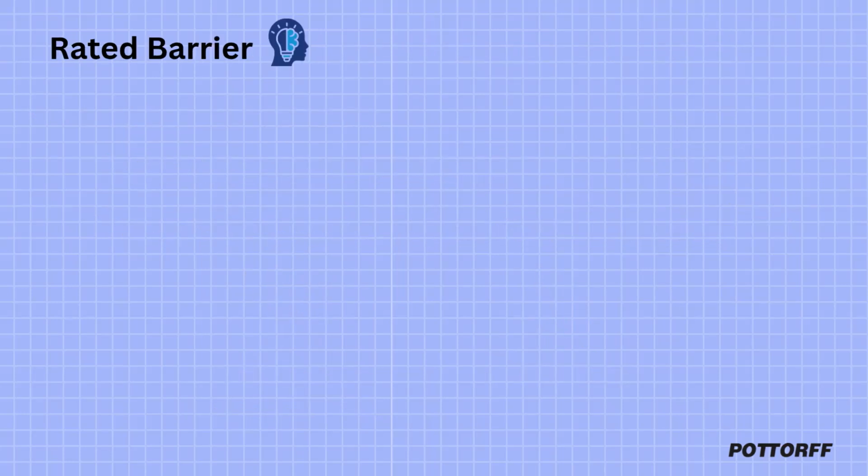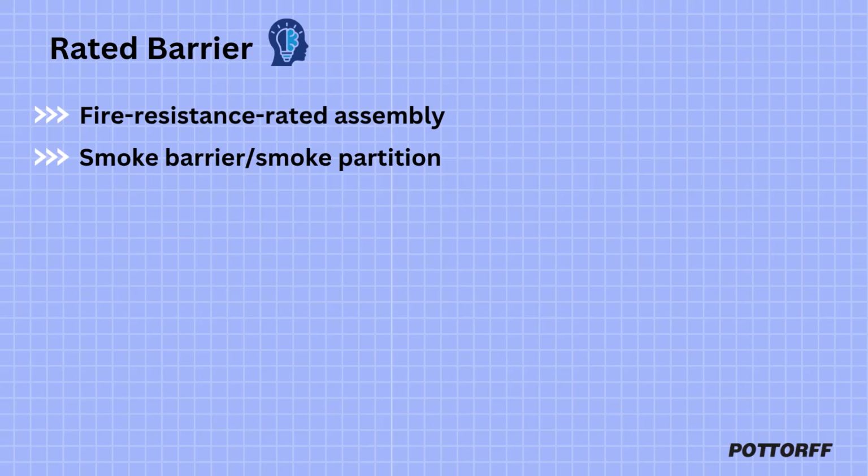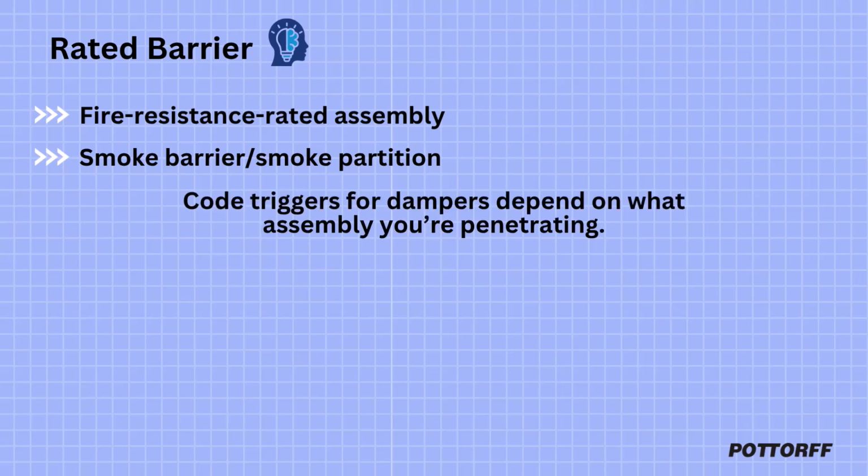A quick moment of clarity. When someone says rated barrier, they might mean one, a fire resistance rated assembly, like a 1 or 2 hour wall, or two, a smoke barrier or smoke partition, which is still a life safety boundary even when the conversation casually calls it rated. And that matters because the code triggers for dampers depend on what assembly you're penetrating.